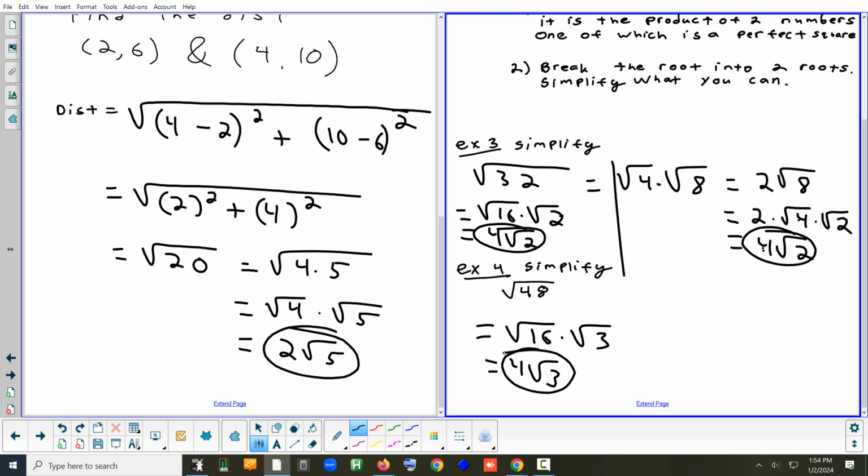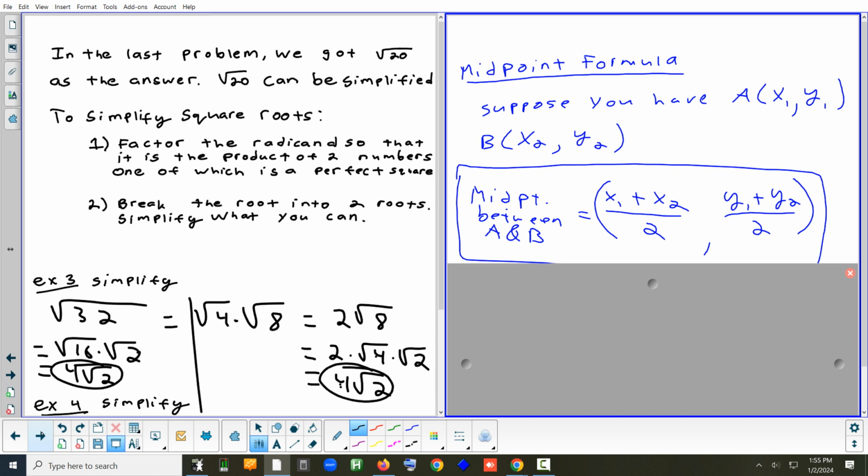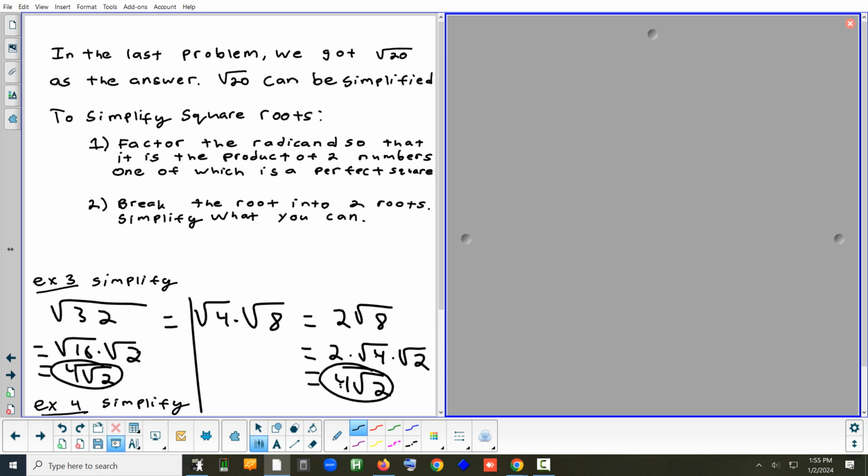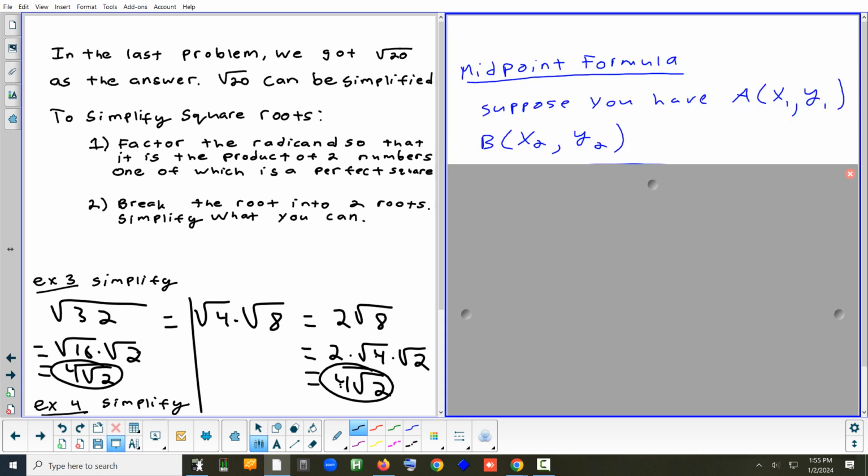Right, that was really the point of me going over the distance formula, just because it's an application that ties directly into a triangle, the Pythagorean theorem, and it gets at simplifying square roots. Any question on that? All right, so that's the first formula for today. And the second one is going to be the midpoint formula.